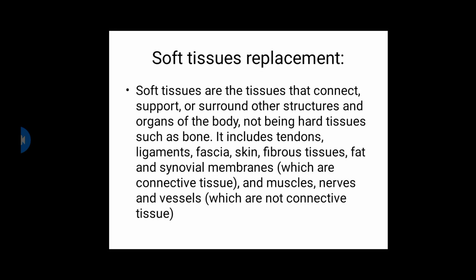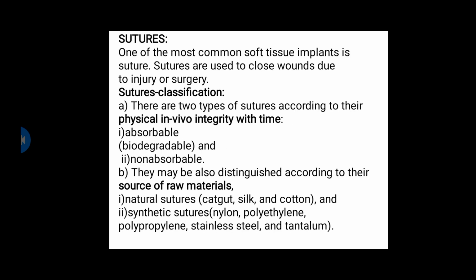We all know tendons are tissues that produce a connection between a muscle and bone, and ligaments produce a connection between bone and bone. The tissue replacement techniques comprise sutures, surgical tapes and staples, and adhesives. The first technique we are going to see about in soft tissue replacement is sutures.